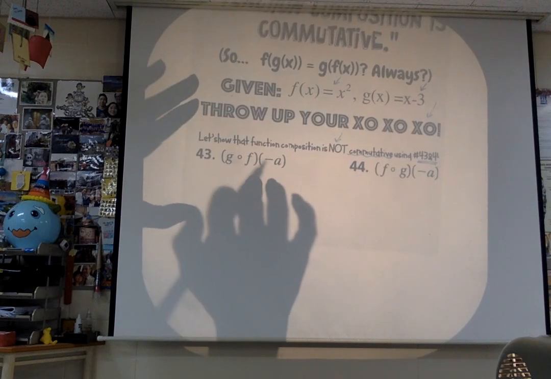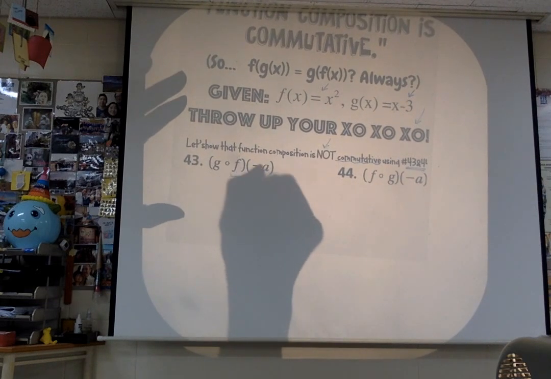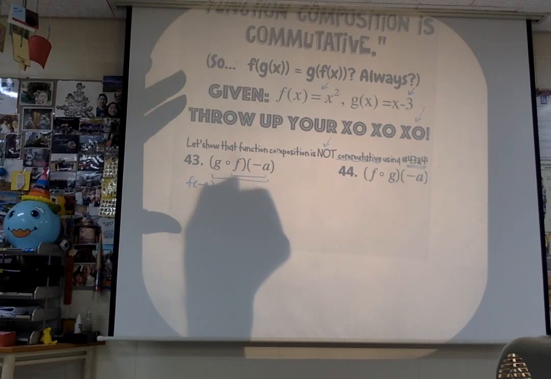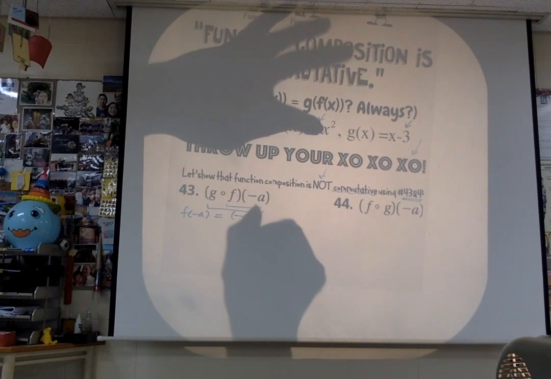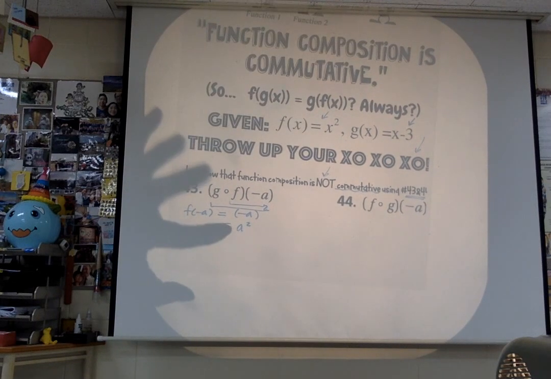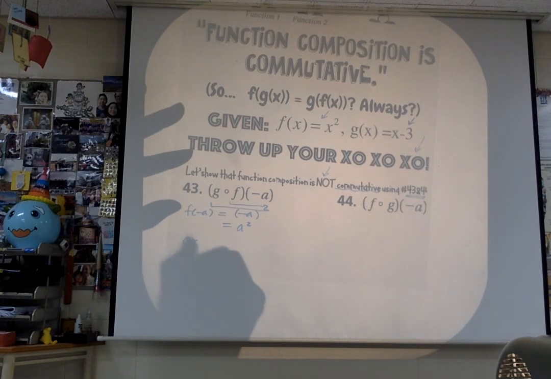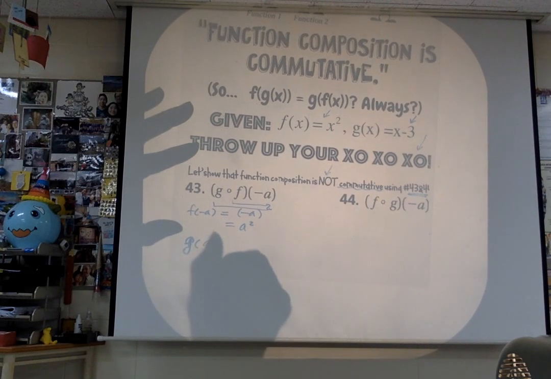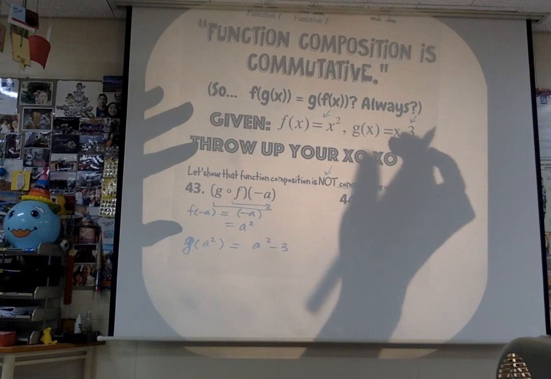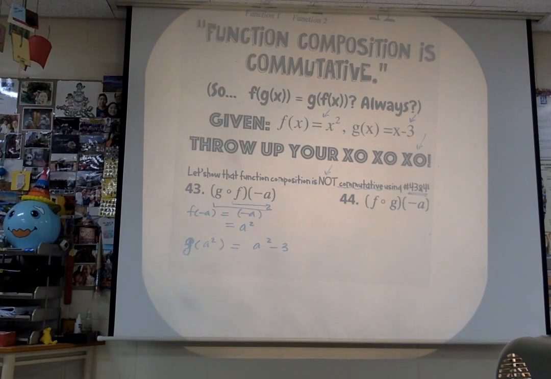So we're going to do this one first. That means, remember, we always have to move in and then out, right? So we do f of negative a first. For f of negative a, instead of plugging in x here, we're going to plug in negative a. So negative a squared, we get a squared. Now we're going to take this and stick it into g. So we take g of a squared, and let's see what we get. A squared minus 3, because instead of an x, we plugged in a squared. That's what we got.